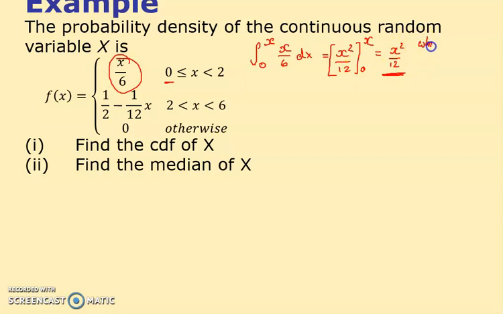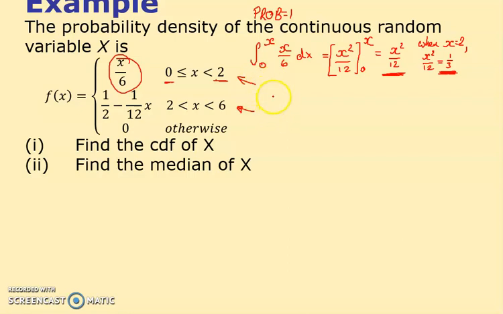Don't forget what we did last time, which was to take the top of our interval. When x is 2, I sub that in. So when x is 2, x squared over 12 is 4 over 12, which is a third. So that tells me in this first section, remember what I said before, the probability has to add up to 1. And what I've worked out is a third of it is already gone. That implies there's 2/3 of it in this second section.